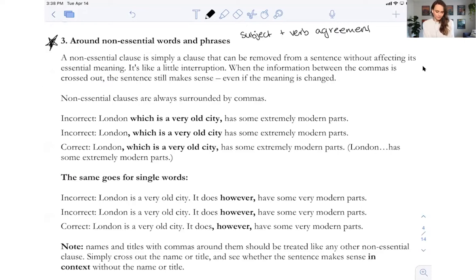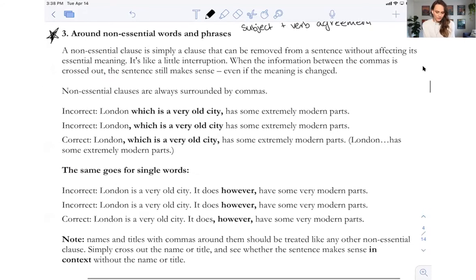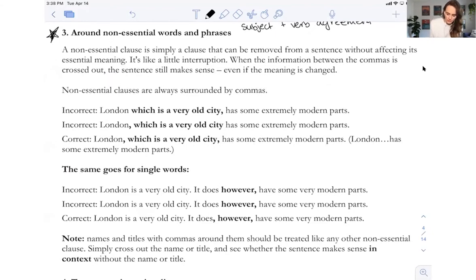the subject is. So when we look here at this non-essential phrase, London, which is a very old city, has some extremely modern parts. And if I want to verify that this is a non-essential phrase, I can see if the sentence still makes sense. Is it still a complete sentence when I read it without what's between those two commas? So London has some extremely modern parts. That is still a complete sentence. So now I know this is non-essential.